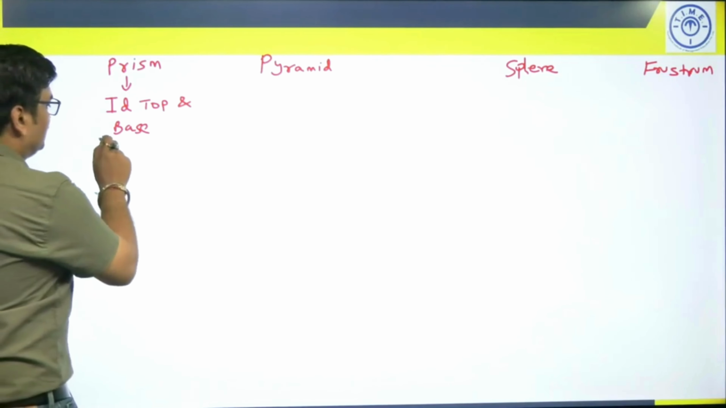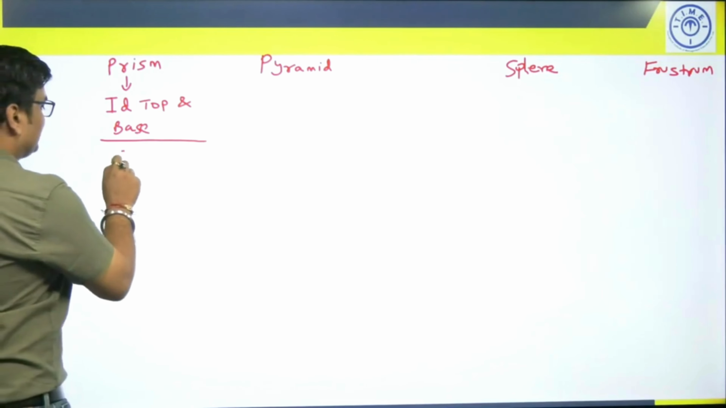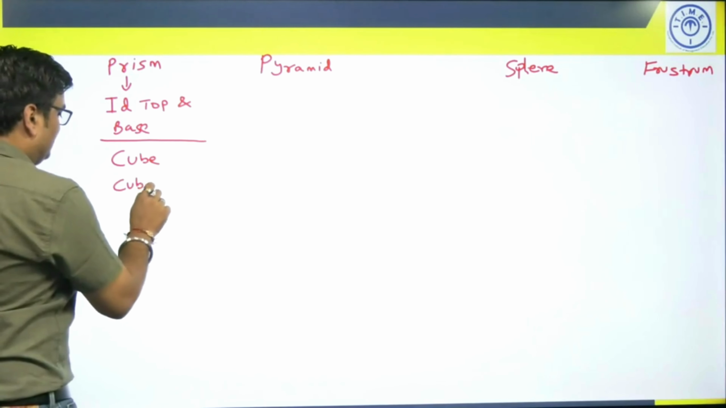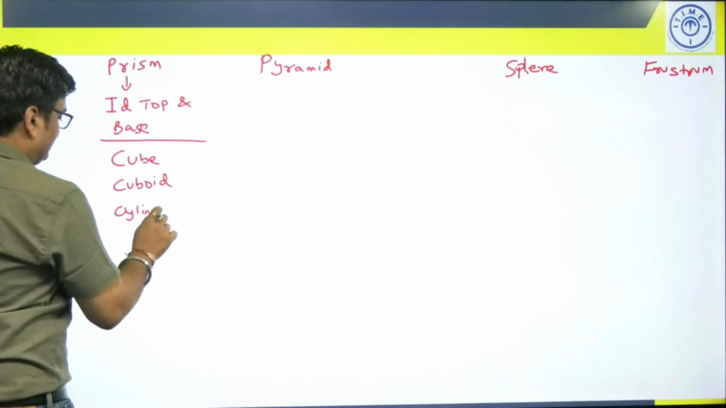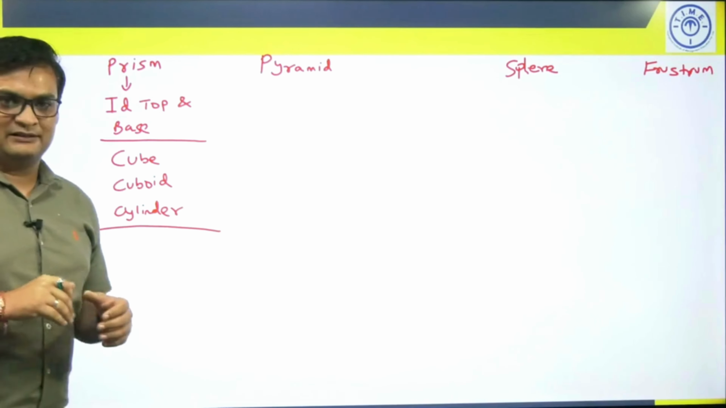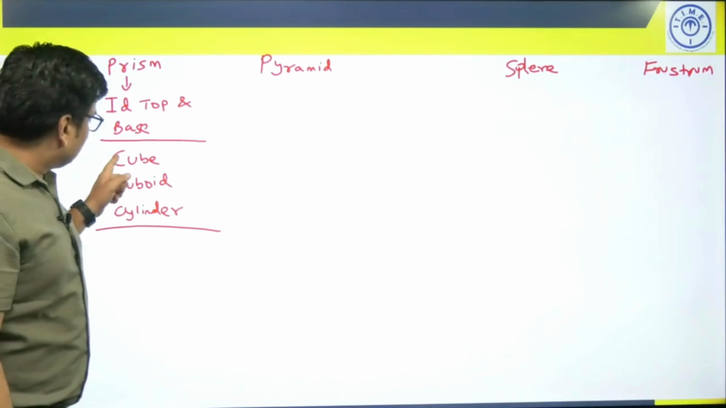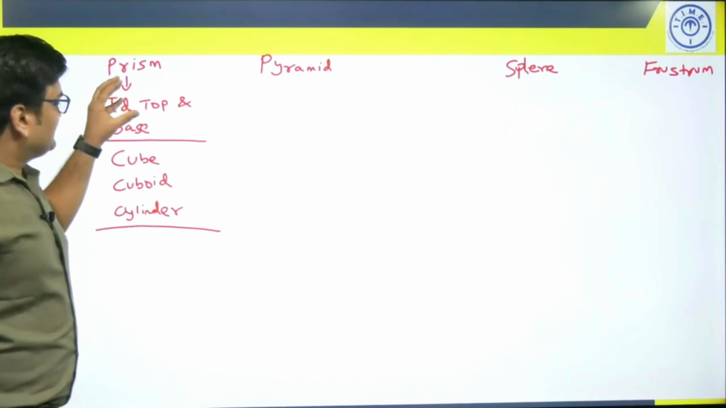Now some commonly known prisms that come up in our competitive exams are the cube, the cuboid, and the cylinder. There could be others also, but these are the most common types. So when we discuss the formulas, we will be discussing them from the point of view of these 3 figures. So this is what a prism is.